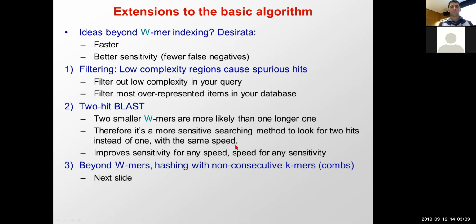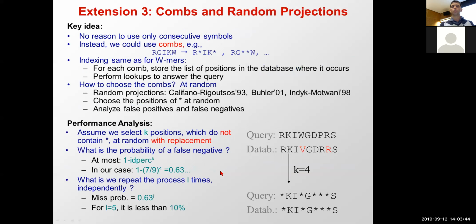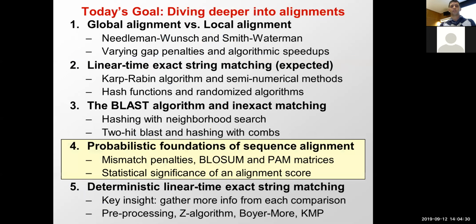And beyond WMERs, I could also hash with non-consecutive k-mers. For example, if I know that stretches of perfect similarity are very rare for this evolutionary distance, I could say I only care about the first, the third, and the fourth position out of 5, or the first, second, and fifth position. Then I can compute my database based on a comb, like 1, 2, 5, scan that comb through my database and hash only the first, second, and fifth position. When I have my query, same first, second, and fifth, and that gives me matches. The advantage is that I'm not constrained anymore to have contiguous segments, and I can go to much further evolutionary distances.